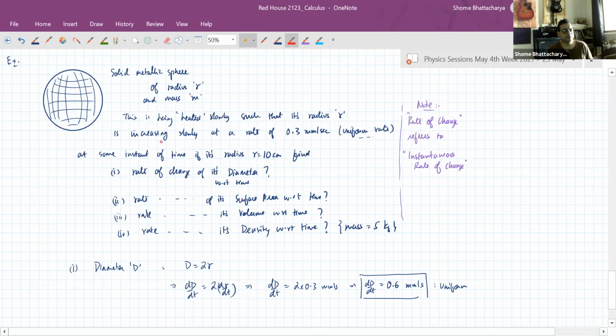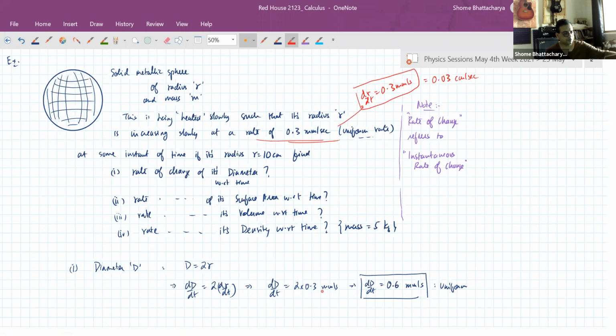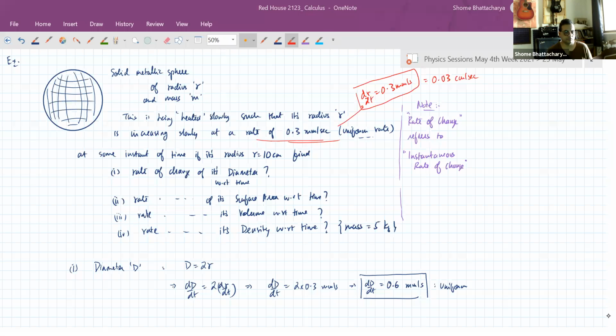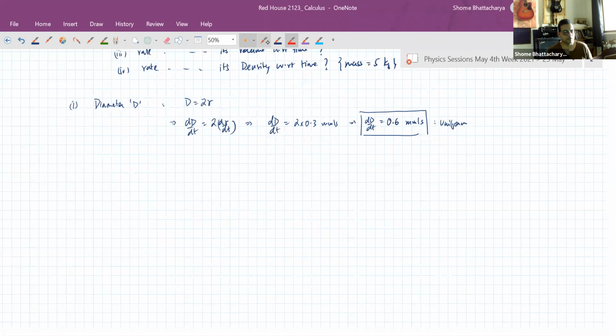So basically the interpretation of this statement is that dr by dt is a constant value of 0.3 millimeters per second, which we can also write as 0.03 centimeters per second. Yes, very good. That's correct now, Adinath.